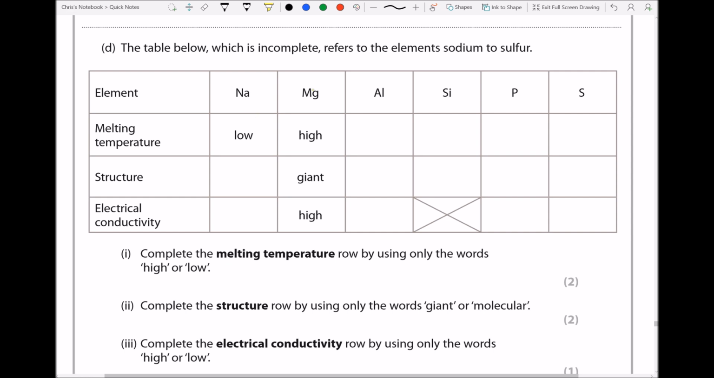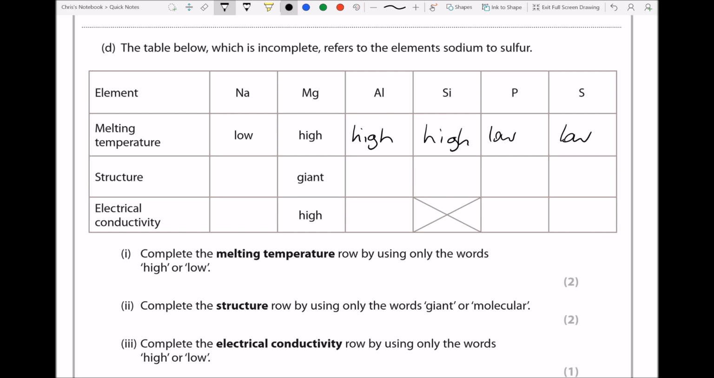Right, we've got sodium, magnesium. Sodium is quite soft as a metal, so it has a low melting temperature. Magnesium is high. Aluminium is a metal as well, and it also has a high melting temperature. Silicon is a giant covalent structure. It's huge, really high melting temperature, lots of energy required to break the many strong covalent bonds. Phosphorus is very small, simple molecular, so that one is going to be low. Sulfur is the same. Low melting temperature.